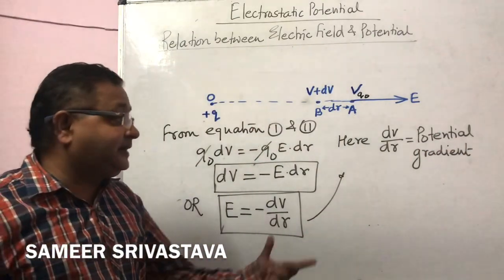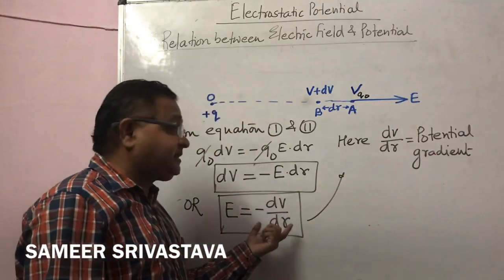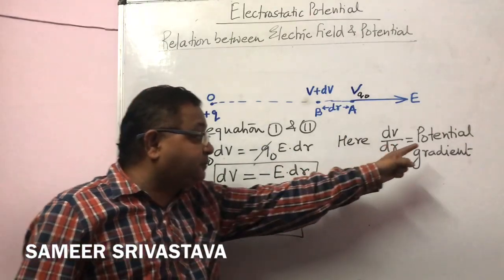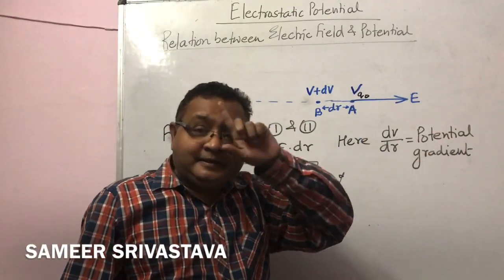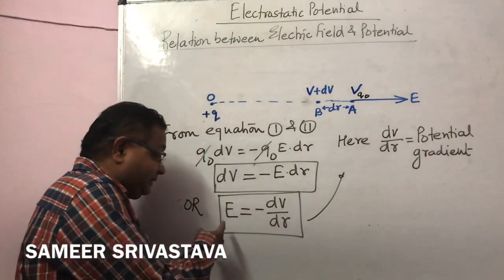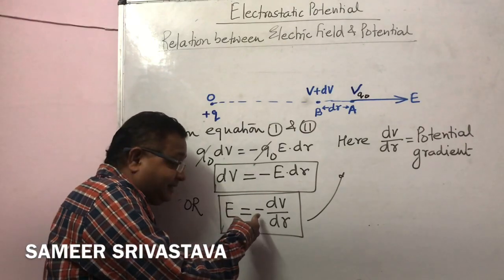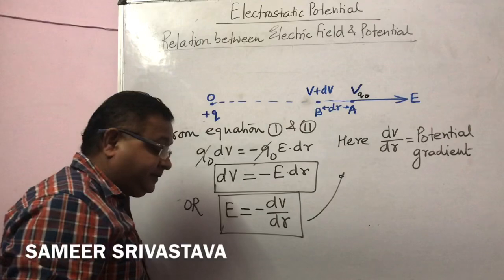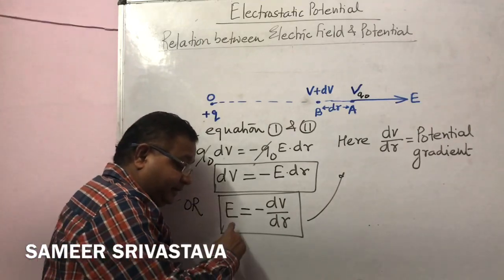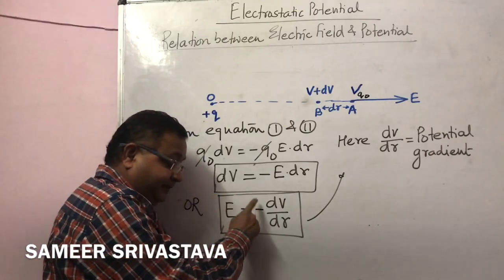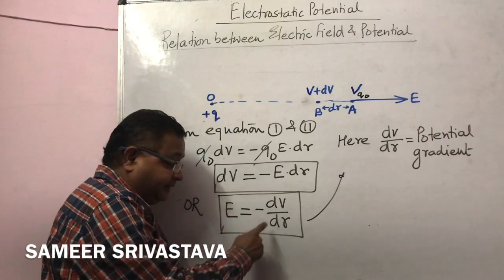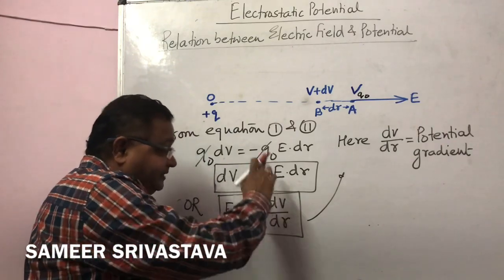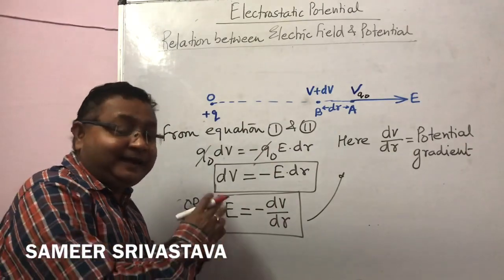dV upon dr is called the potential gradient. Now how can we define the electric field in terms of potential gradient? We express that the electric field is the negative of the potential gradient. The electric field at any point is equal to the negative of the potential gradient at that point.